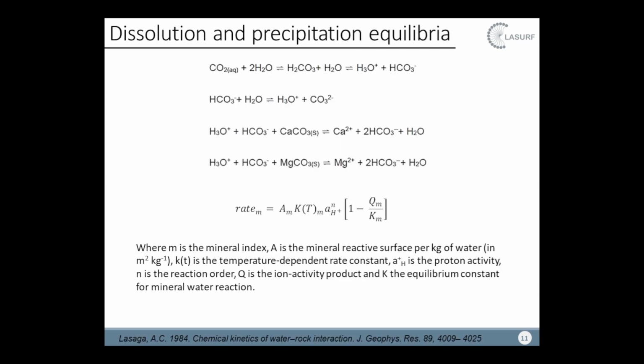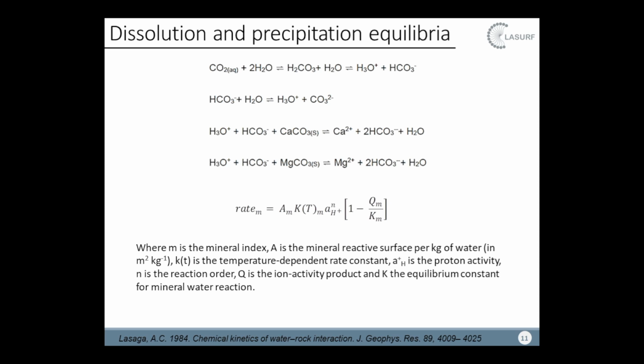So for dissolution and precipitation, we are talking a lot about carbonates, so I don't think we need much introduction to this, but the important part here is that we have calcium carbonate and magnesium carbonate, the main components of limestone.